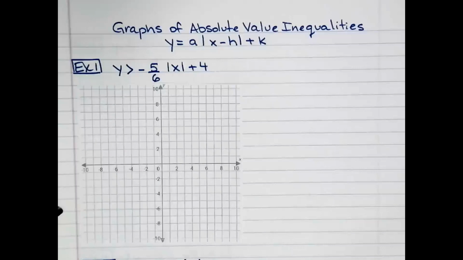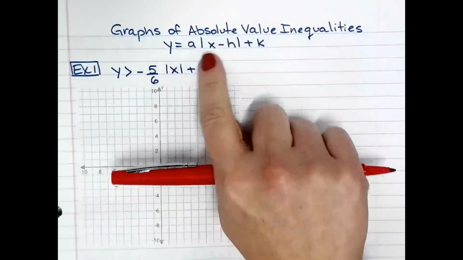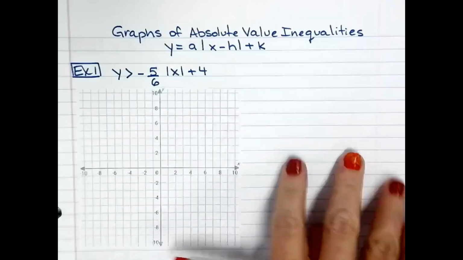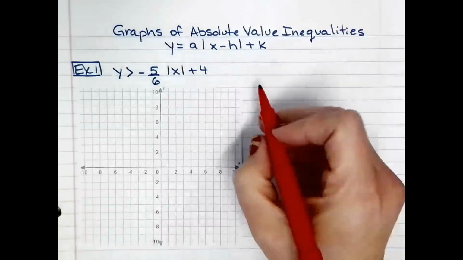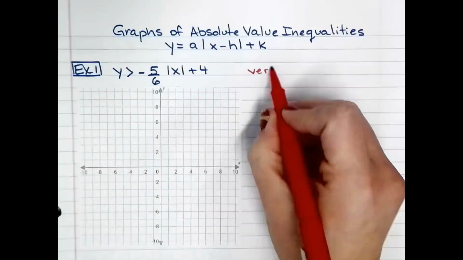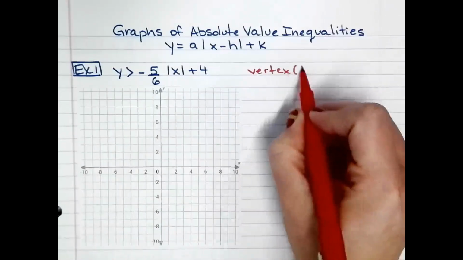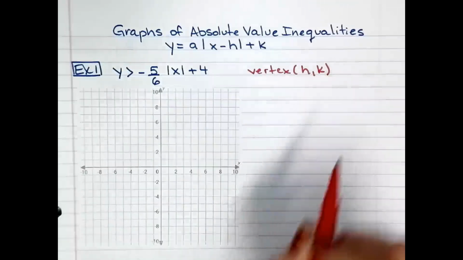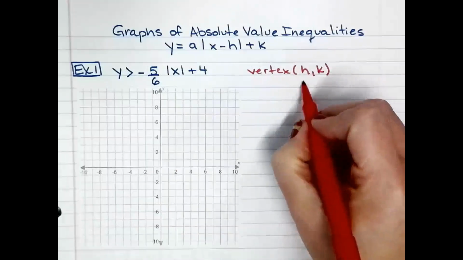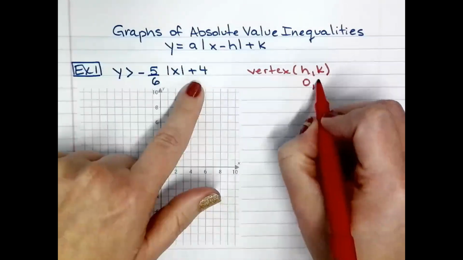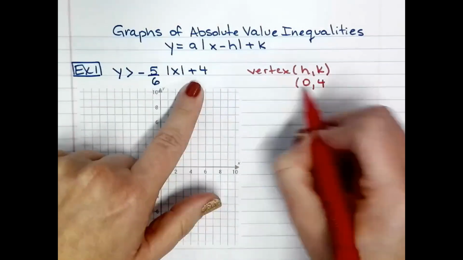In this video, we will graph absolute value inequalities. So here I have my absolute value equation in standard form. Okay, so that's going to be my beginning. I'll always start out by finding the vertex. Remember, the vertex is (h, k). Here I don't have h, so that means h is 0, and k is right there, 4. Okay, so that's my vertex.